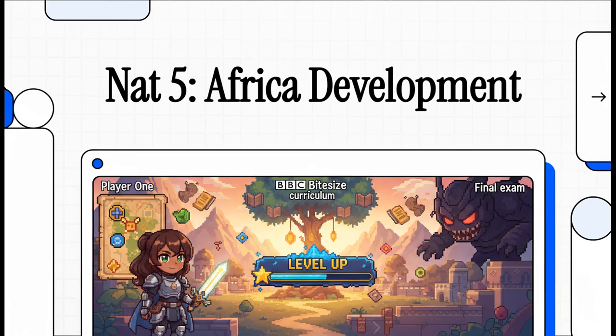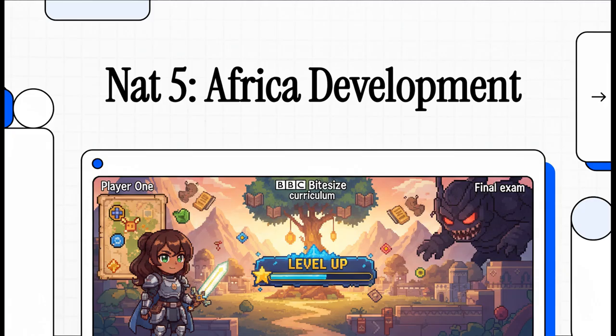All right, let's dive right into this. Welcome, Player 1, to this explainer. Today, we're embarking on an epic, 8-bit style quest. Our main mission? To master the BBC bite-sized curriculum for the SQA National 5 Modern Studies topic, Underdevelopment in Africa.